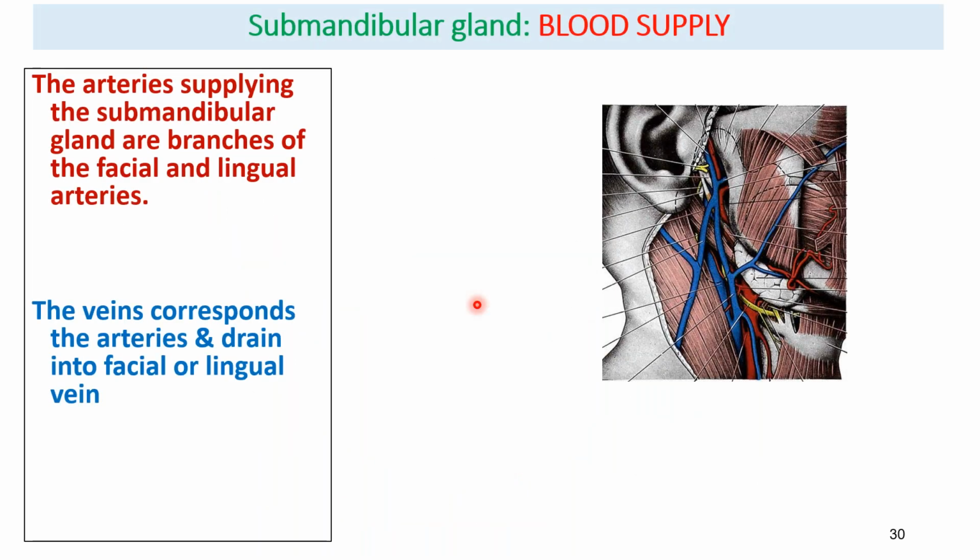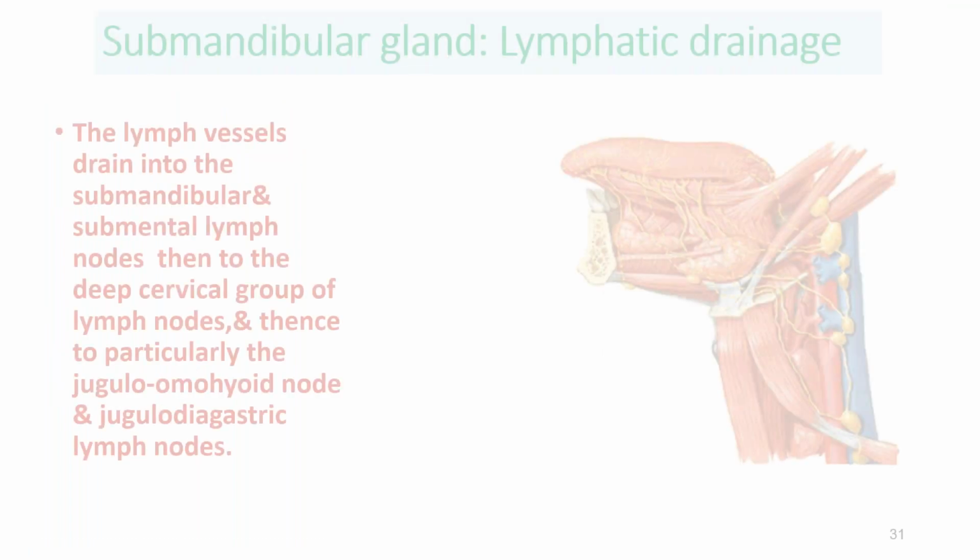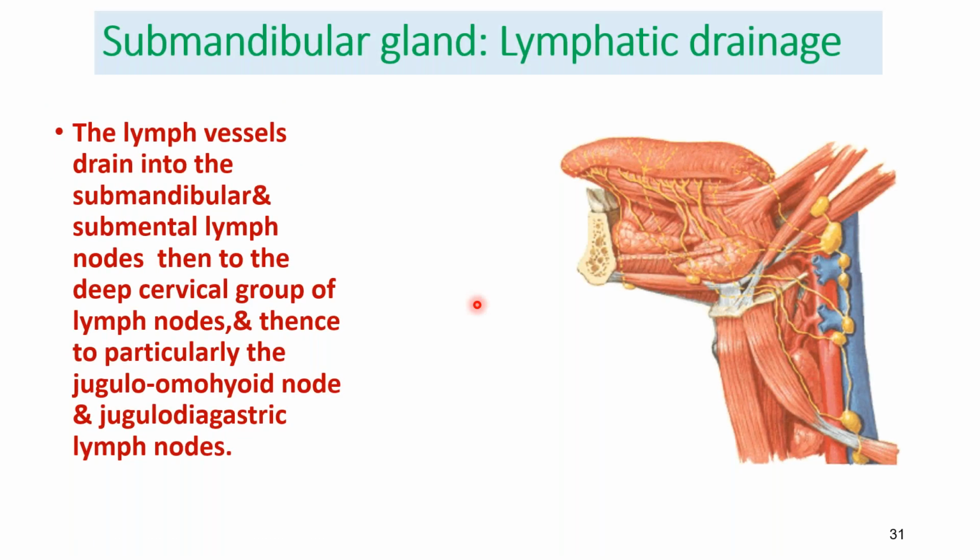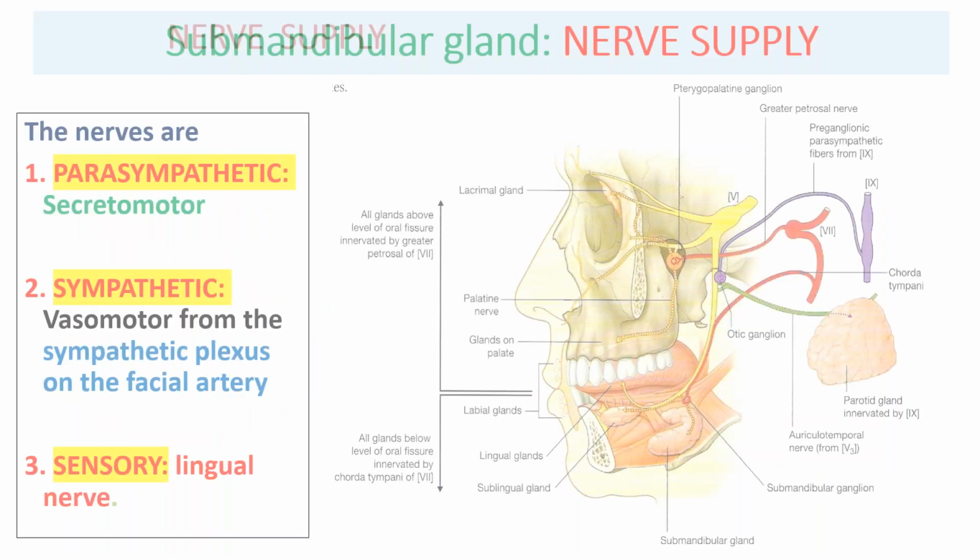The blood supply of the submandibular gland will be from the facial and lingual arteries, and the corresponding veins will drain into the facial and lingual vein. Talking about the lymphatic drainage, the lymph vessels will drain into the submandibular and submental group of lymph nodes, which then drain to the deep cervical group and ultimately to the jugulo-omohyoid and jugulo-digastric group of lymph nodes.